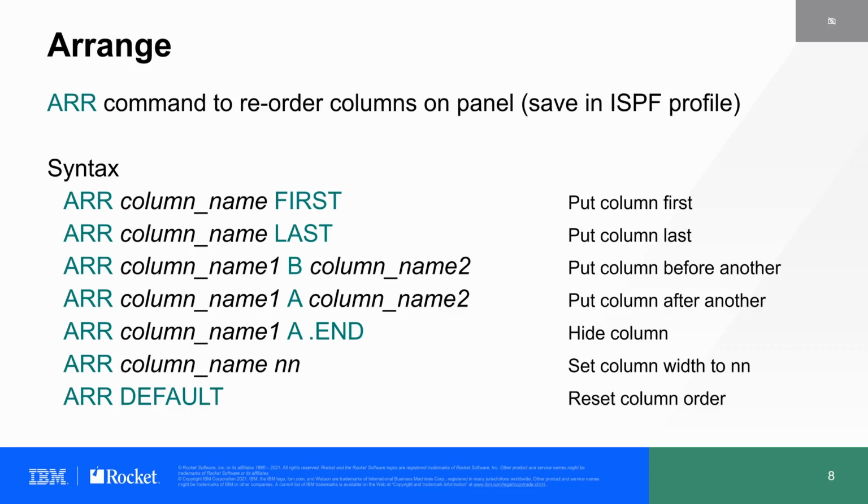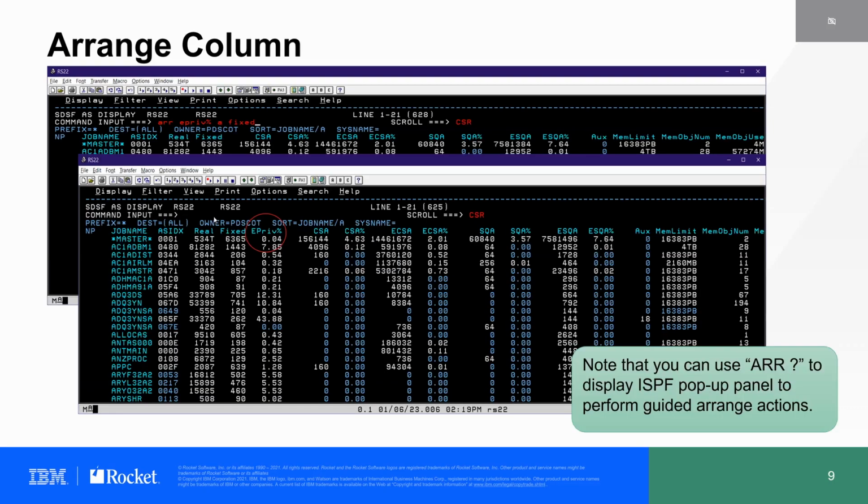So the ARR or range default command will reset your column order back to the product supplied defaults. But we also do provide a pop-up in order for you to do this. So you can use ARR question mark, and you'll get a nice ISPF pop-up panel, and that will guide you through how you can move the columns around. You can do line commands and shift columns around that way. But the example I'm giving here on screen is a native command that I'm typing on the AS display.